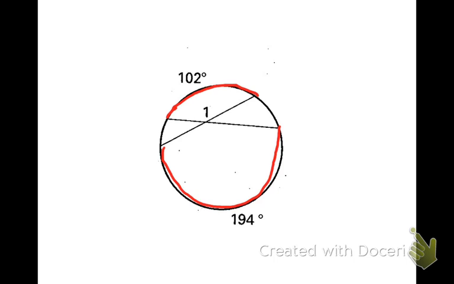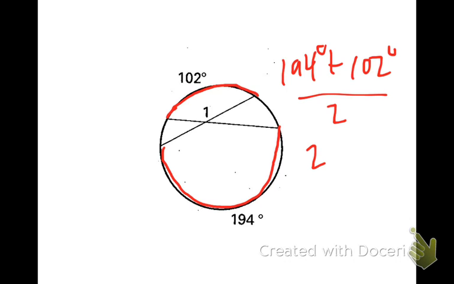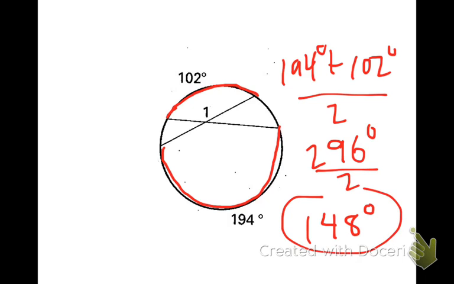Yep. Did you do 102 plus 134 divided by 2? Yes. 1 is inside the circle, so it's 194 plus 102 divided by 2, which is 296 divided by 2, which is equal to 148 degrees. Questions? No questions, okay? Moving on.